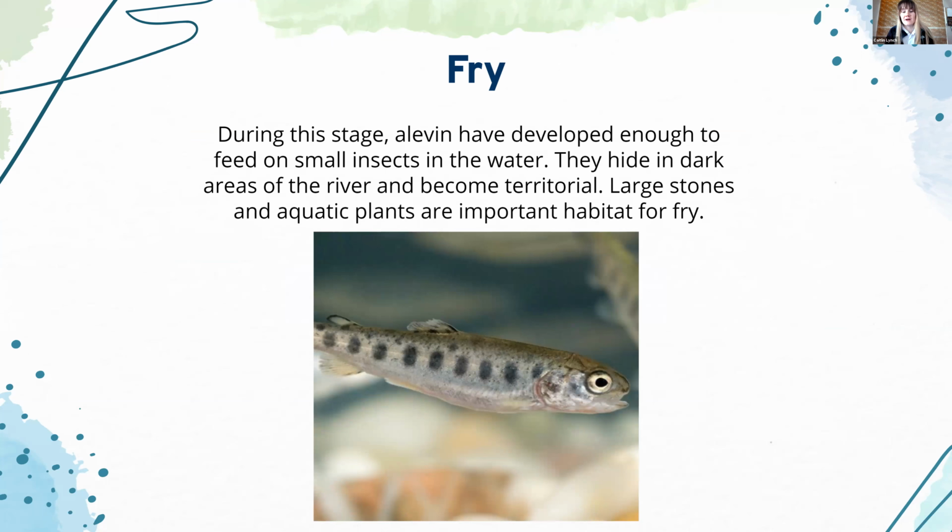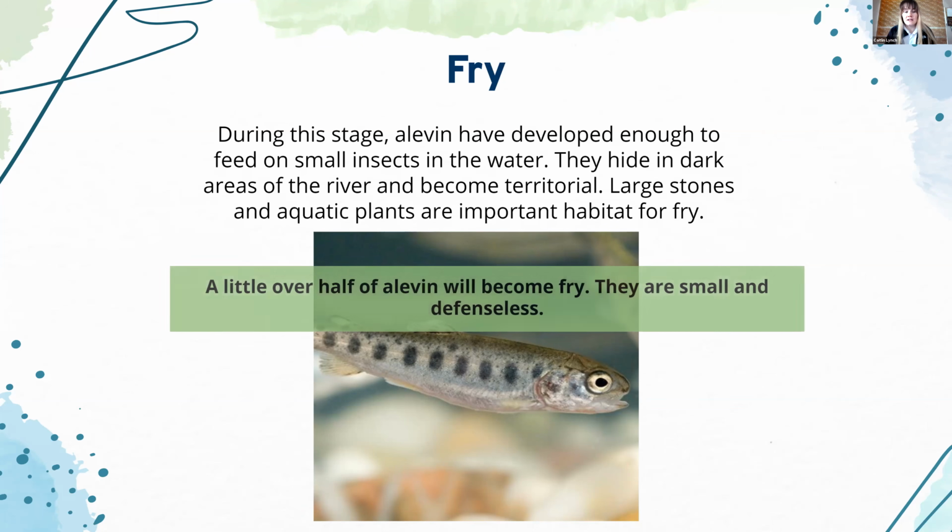And this is what our fry will look like. You notice that they have those fingerling marks, which are the black marks that go down them, and as they get older, they will lose those marks. This is, for example, a rainbow trout fry. A little over half of our alevin will grow into becoming fry. They're really small and defenseless, so it is really hard to get to the fry stage. Not many survive to this stage.